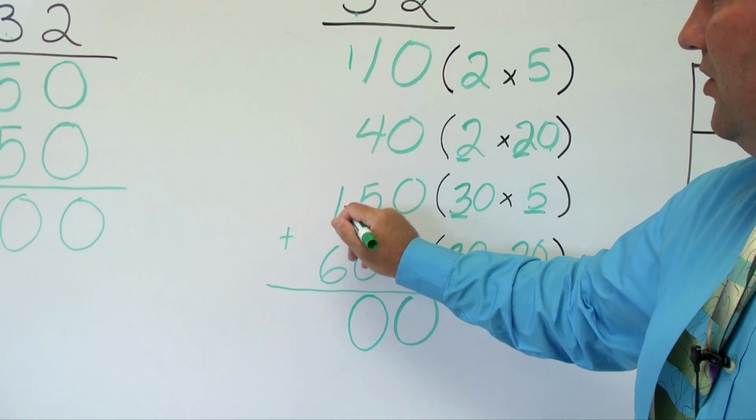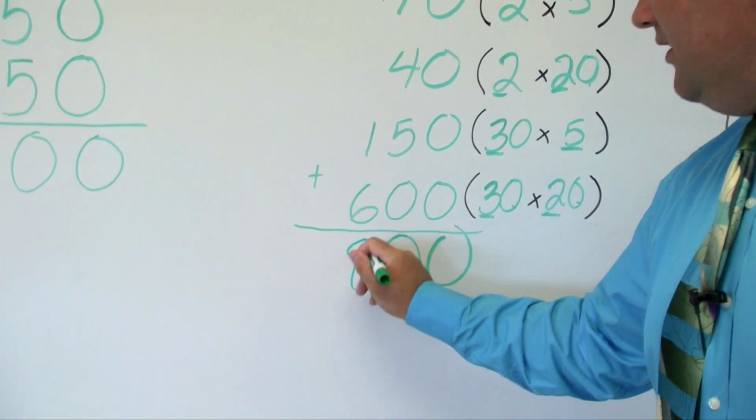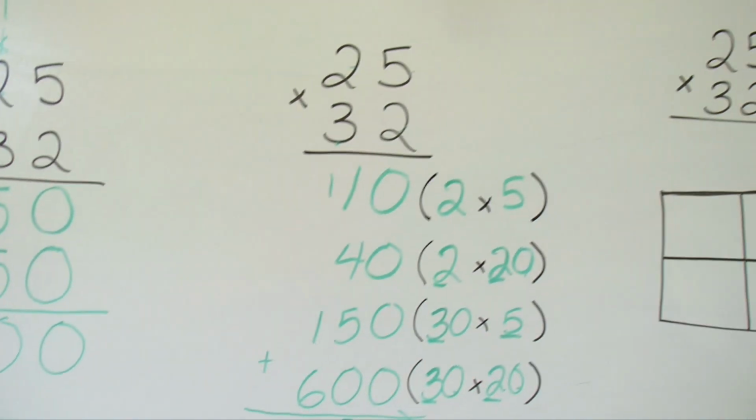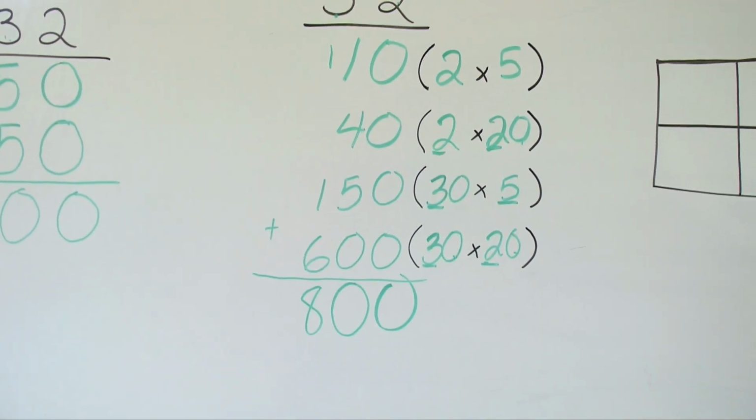1 plus 1 is 2. 2 plus 6 is 8. As you can see, we have the same product for both problems, done two completely different ways. The last way I'm going to show you seems to be a class favorite of mine. I prefer this way because I'm a very visual learner as well.